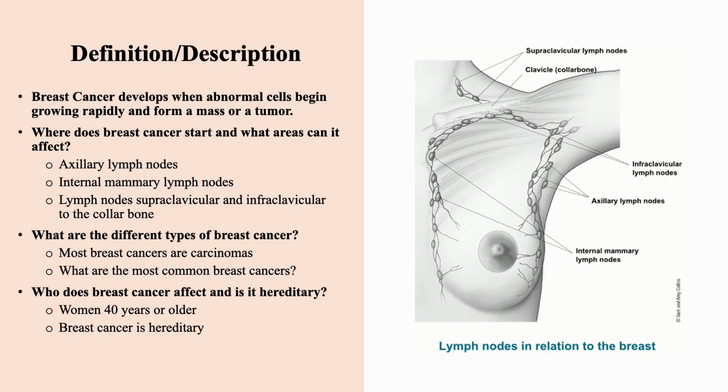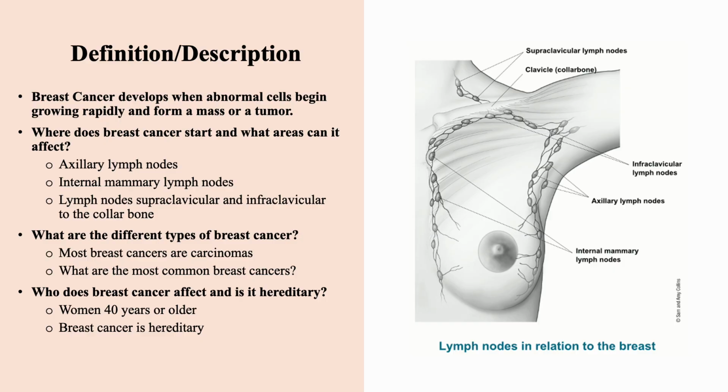In this slide, I will talk about what breast cancer is, and I will also describe breast cancer. So breast cancer develops when abnormal cells begin growing rapidly and form a mass or a tumor. It is also important to note that some lumps in the breast are benign and not malignant, which basically means non-cancerous.